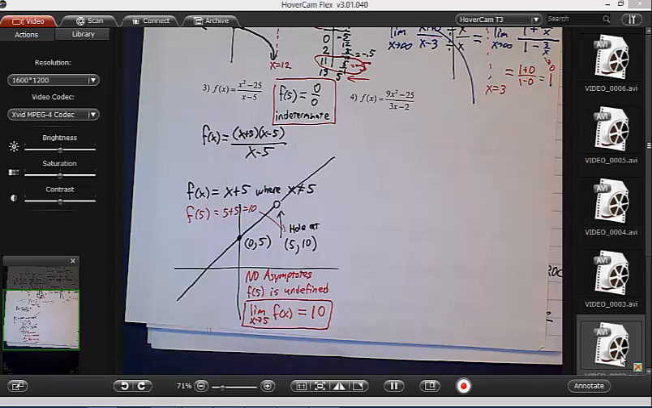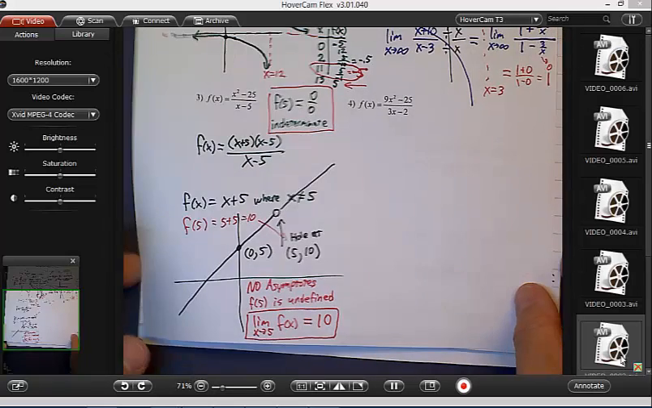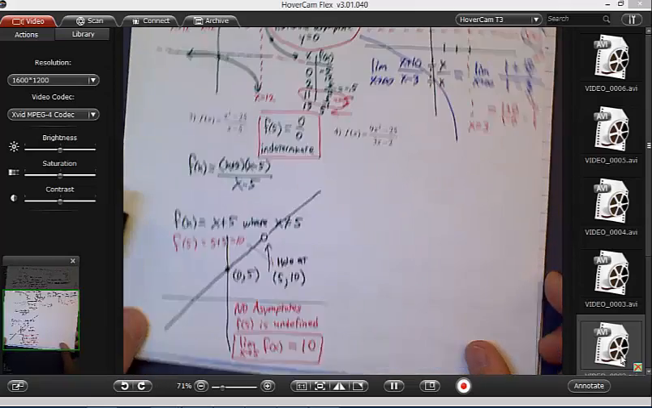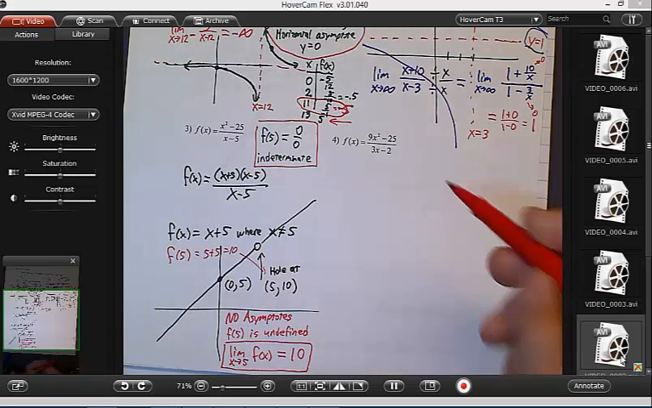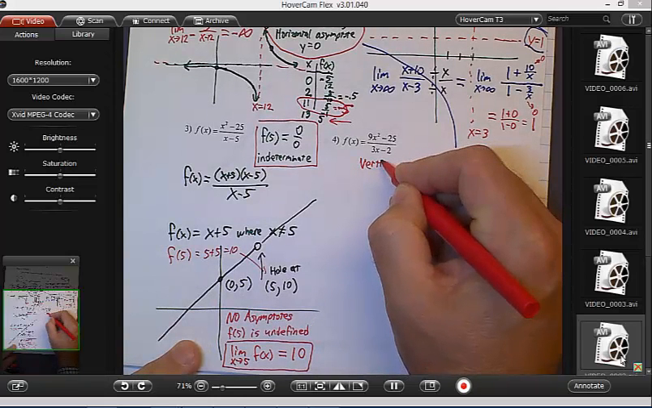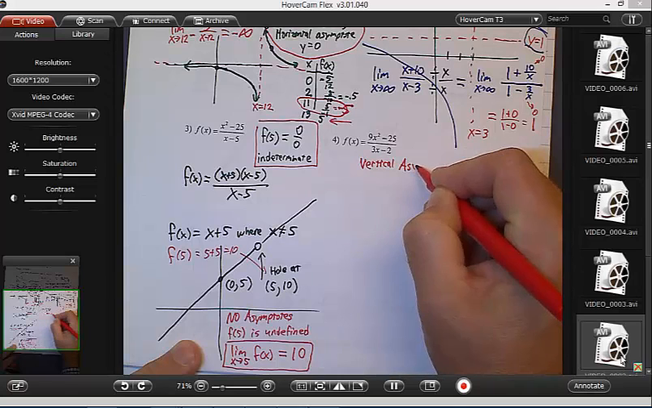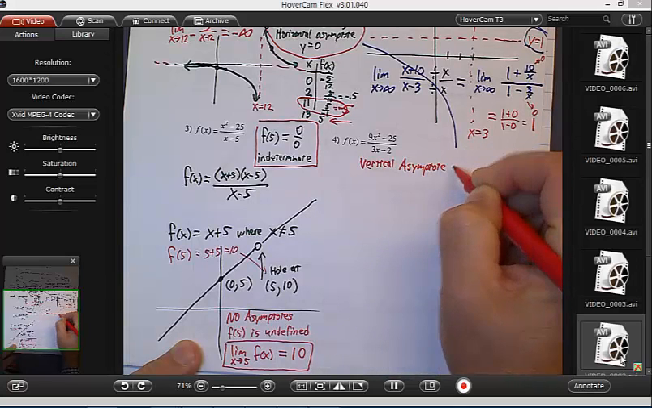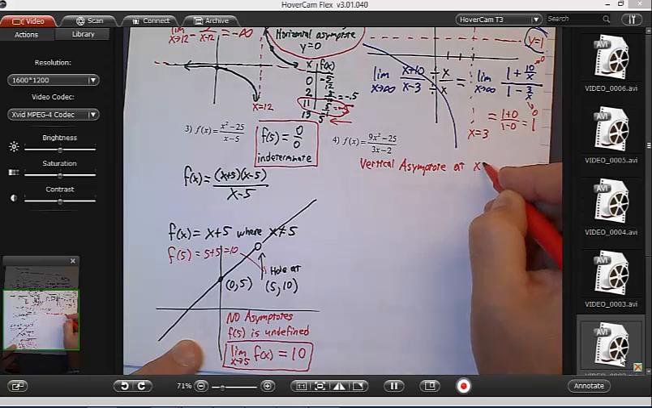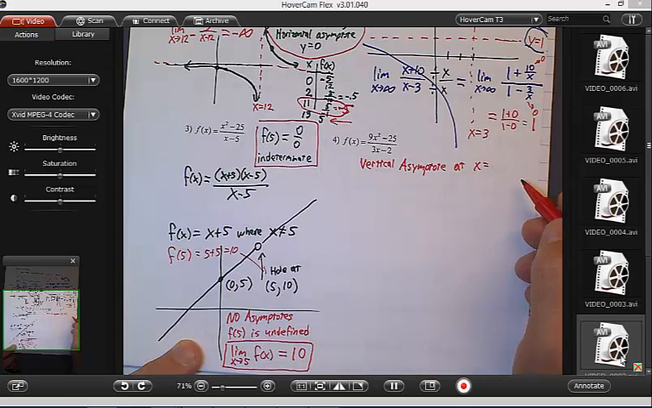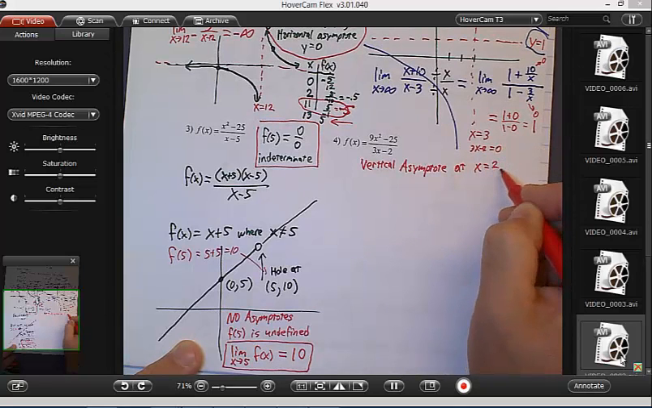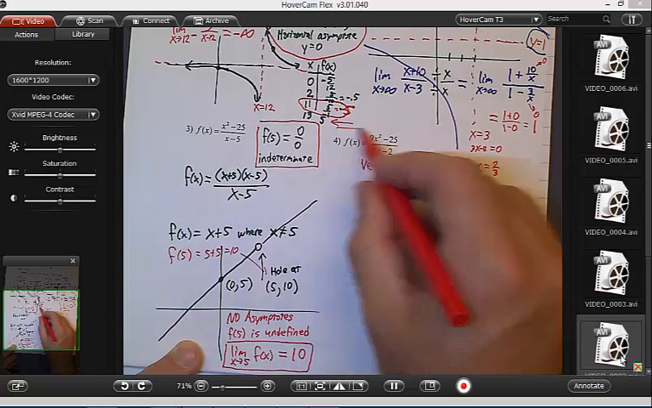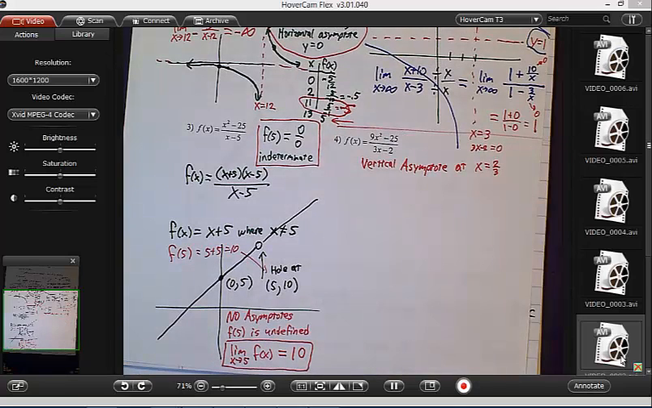Okay. All right, number 4. So for number 4, let's see what we have. Well, I guess to start, you guys know that I have a vertical asymptote at x equals, I guess I have to solve 3x minus 2 is 0, right? So I get x is 2/3. So here's number 4. So maybe I start with that.